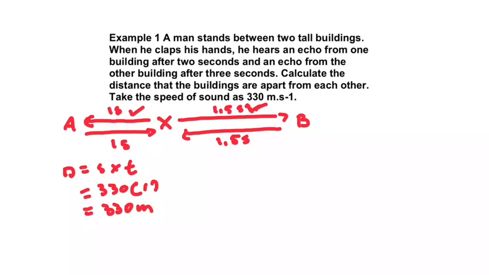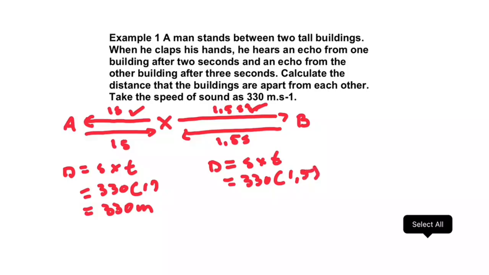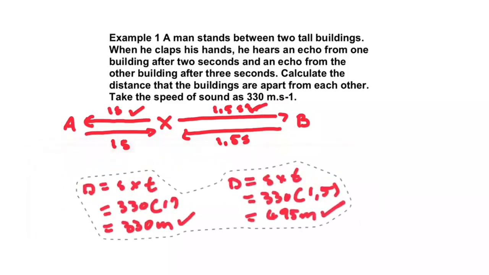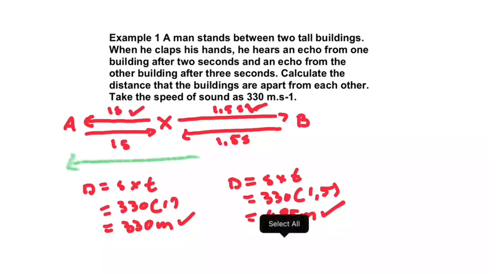Now let's take a look at the second building. The distance is equals to the speed multiplied by the time. The speed 330 and the time 1.5 seconds, and that is 495. So we have 495 meters. So there we go. We have the distance between the man and the first building, the distance between the man and the second building. But the question says that we must calculate the distance the two buildings are apart from each other. So this is what we are looking for.